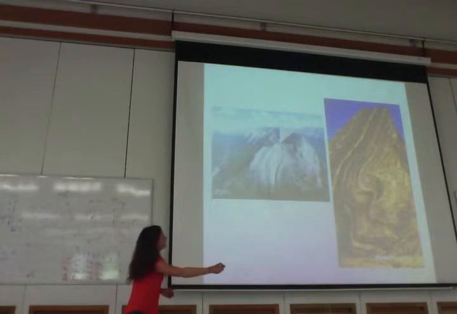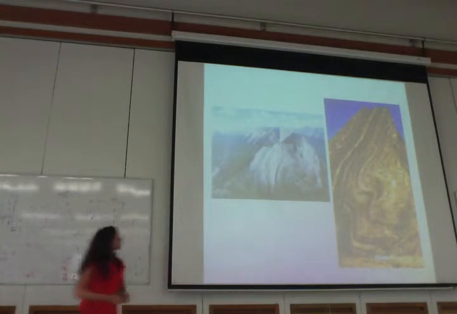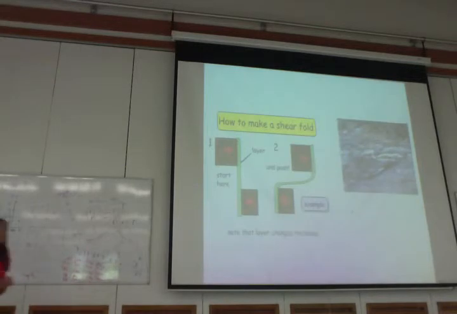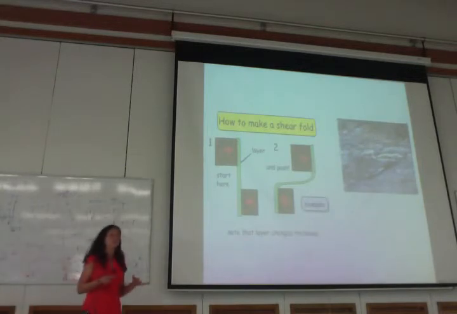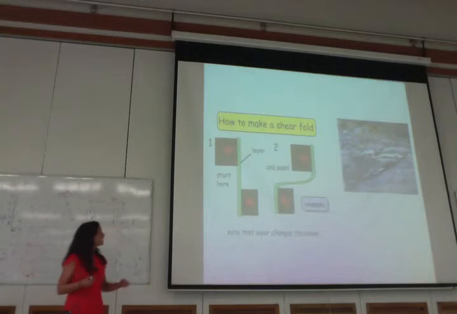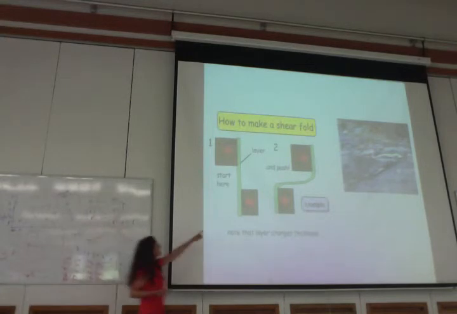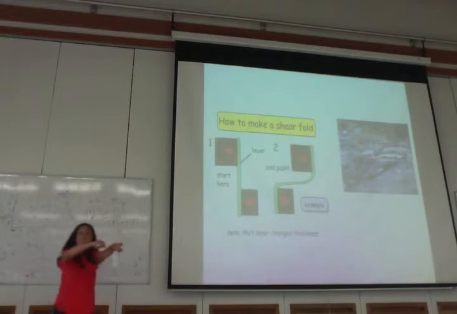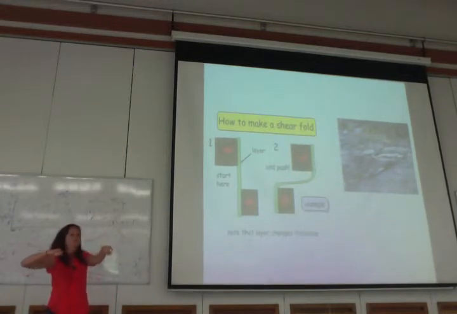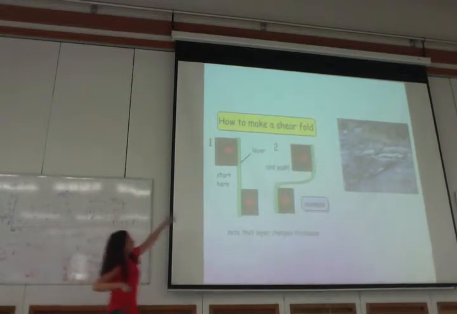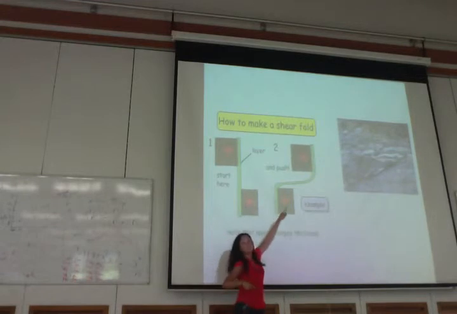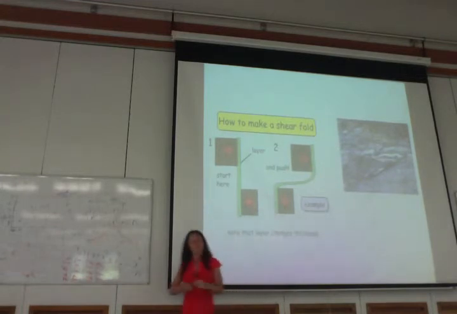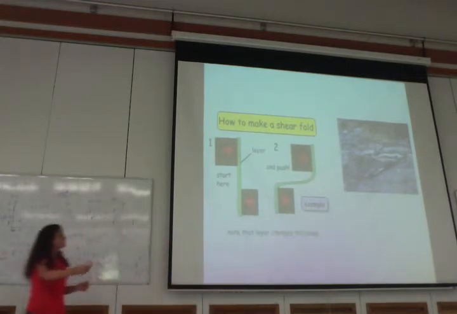And this is a side of a much larger fold. I'm not going to focus too much on folds that are formed by shear, but this is how it works. We have a sedimentary layer, and then we have shear forces, so part of the crust is being pulled in a different direction from the other. You can see how you can form a nice bend in that sedimentary layer. So that's a shear fold.